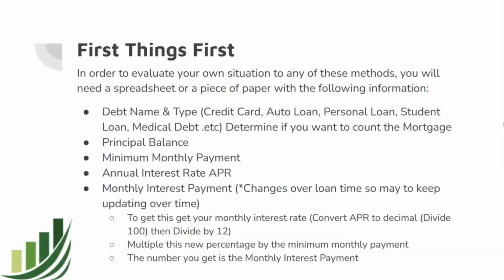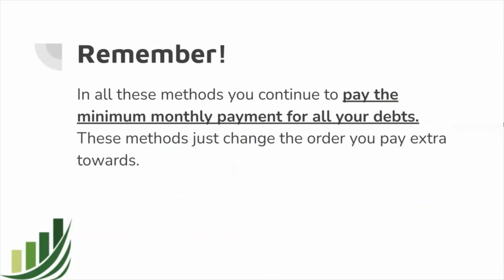So to get your monthly interest payment, you have to convert the APR into a decimal, which means you divide that by 100, and then divide it again by 12 because there's 12 months in a year. Now you multiply this number by the minimum monthly payment and bam, now you know how much of that payment is going towards interest. Please remember that in all of these methods, you continue to pay the minimum monthly payment for all of your debts. If you focus on one and don't pay the others, you're really going to tank your credit score.